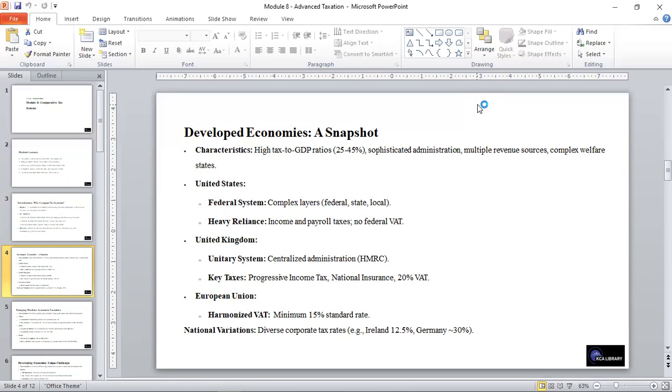For the European Union, it's a harmonized VAT, with a minimum 15% standard rate and national variation. And in terms of national variation, it's a diverse corporate tax system. For Ireland it's 12.5%, for Germany, 30%. And that's how it varies across regions.